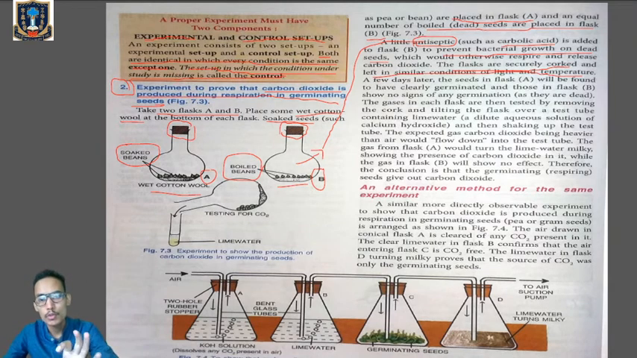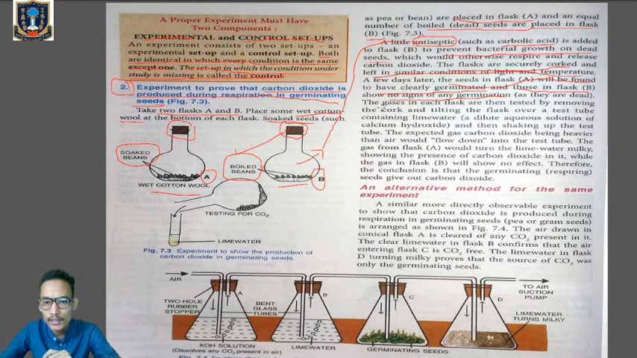Now after a few days, what will be our observation? What will we observe? After a few days, we'll observe that the seeds in flask A will be found to have clearly germinated. Obviously, it was living seeds, so the seeds in flask A will germinate. Clear? But the seeds in flask B will show no sign of germination. Why? It was boiled seed or dead seeds. So the seeds in flask A will germinate, but the seeds in flask B will not germinate.